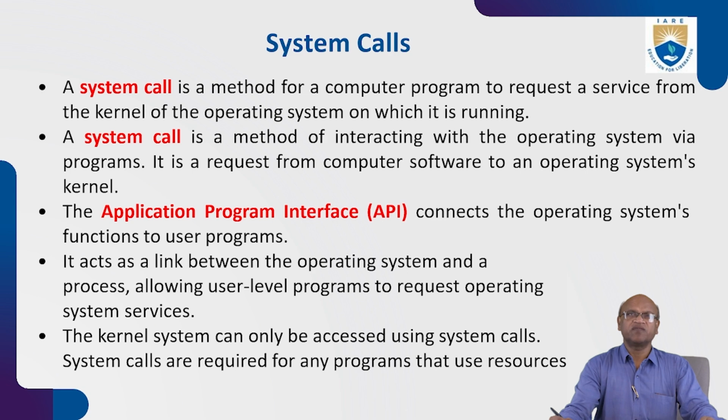The application program interface connects the operating system's functions to user programs. So the user is only pressing save. The rest of the things will be done by the OS. It acts as a link between the operating system and a process, allowing user-level programs to request operating system services.